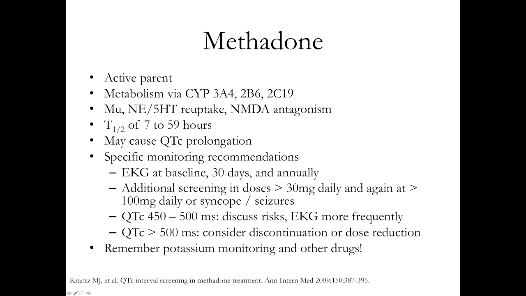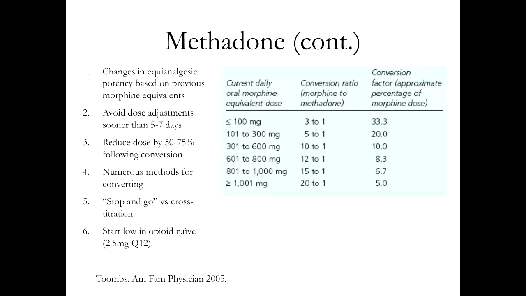Methadone is an NMDA antagonist. And so that's potentially why there is some anecdotal or clinical observational data that methadone may actually not have the dose escalation, the tolerance, and maybe even the opioid hyperalgesia that's seen with some of the other drugs. So how do we dose methadone?